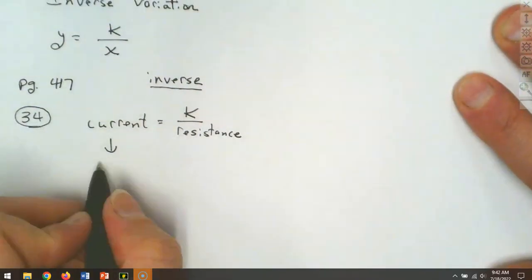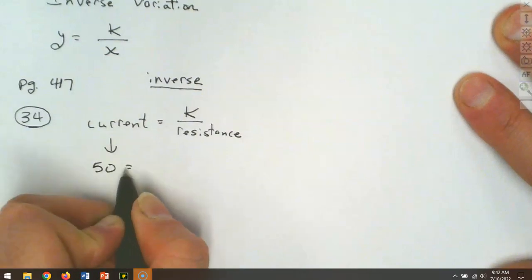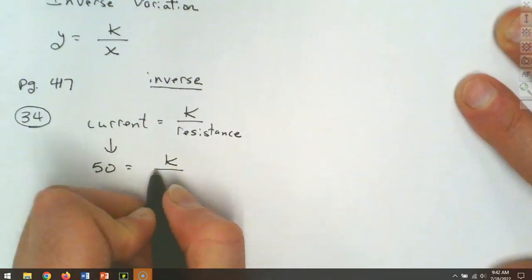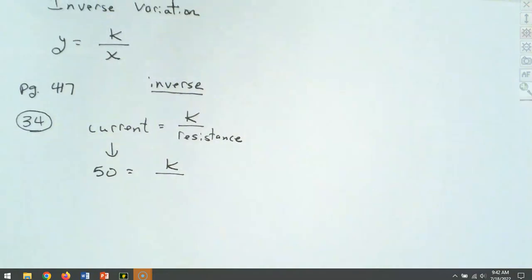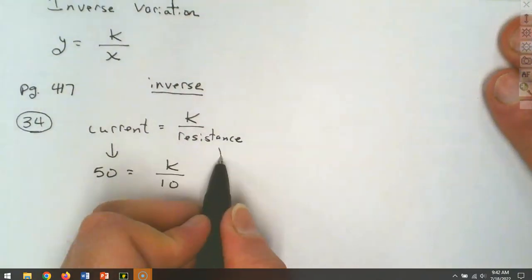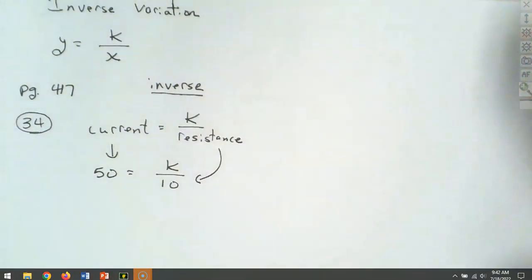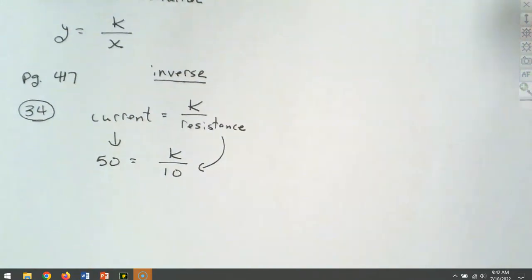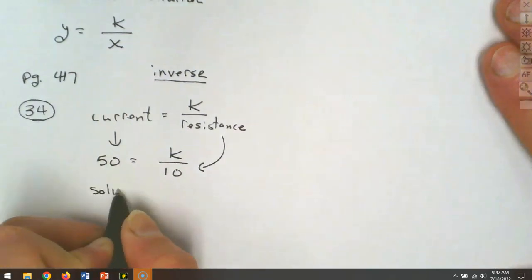So my current from the question is 50. K again is the unknown part here. And what's my resistance? My resistance is 10. So we filled it in. The current went in, resistance went in. Now, we can find our value of K. So now we're going to solve this for K.